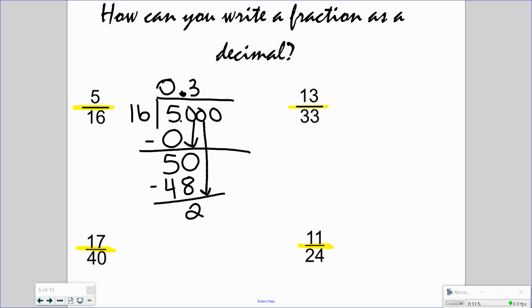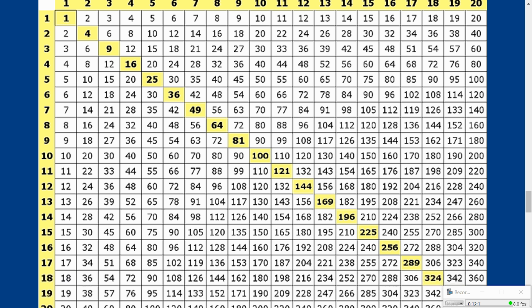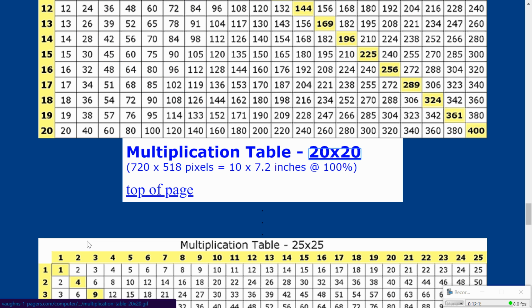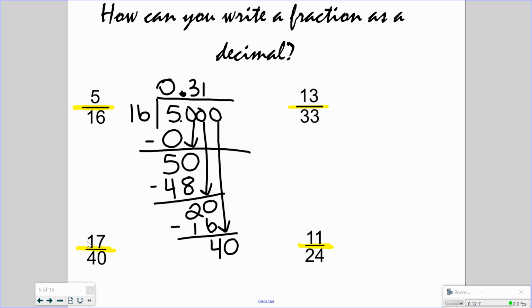Drop down my next 0. How many times is 16 going into 20? Well, that's easy. That's 1 with a remainder of 4. See why I put all that decoration in there? Drop down another 0. How many times is 16 going into 40? Well, once again, not 100% sure of my facts. Oh, 48 is too big, so it's 32, so it goes in there 2 times.